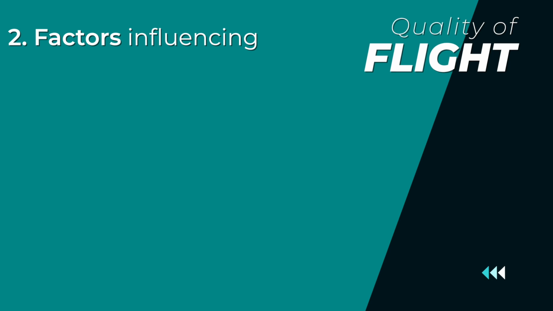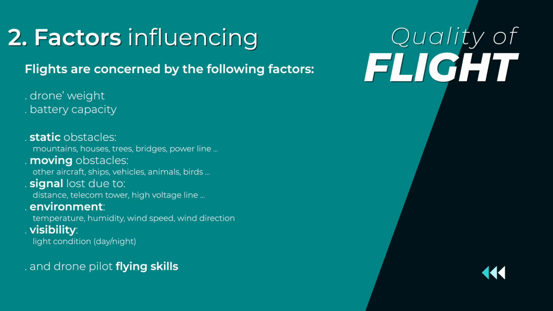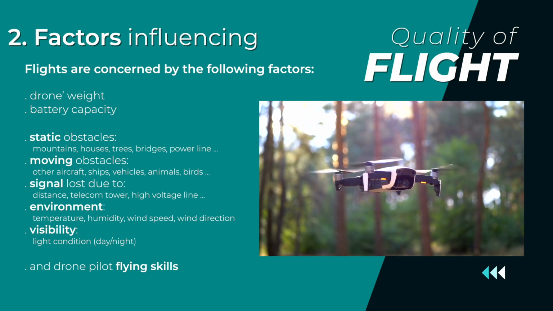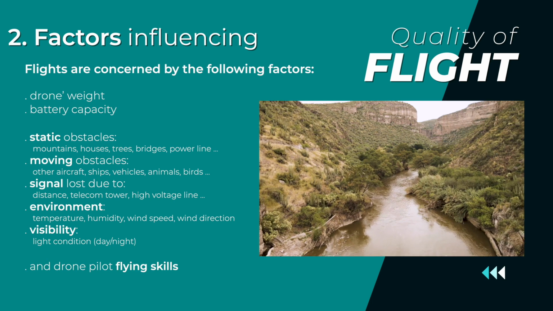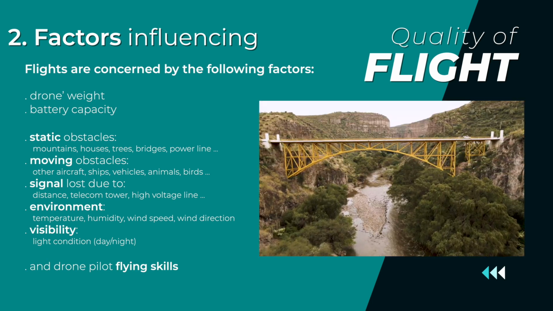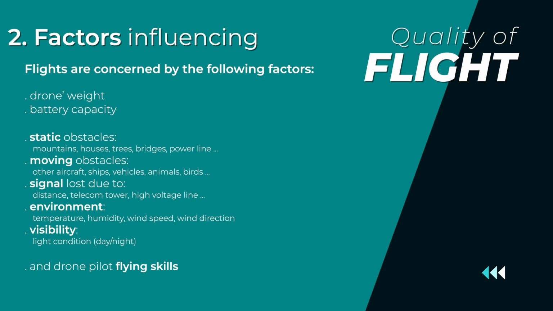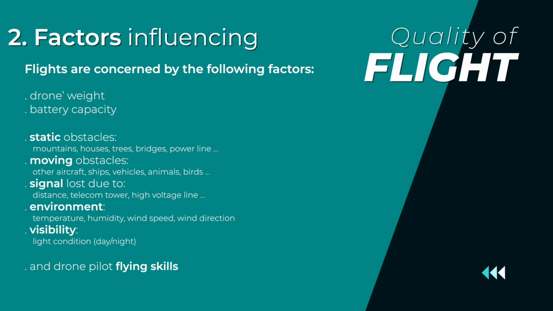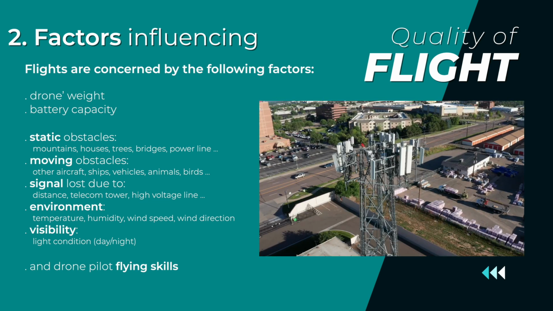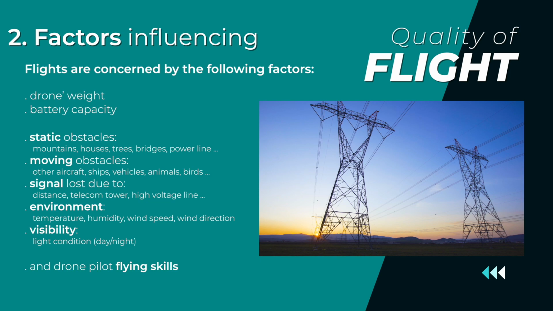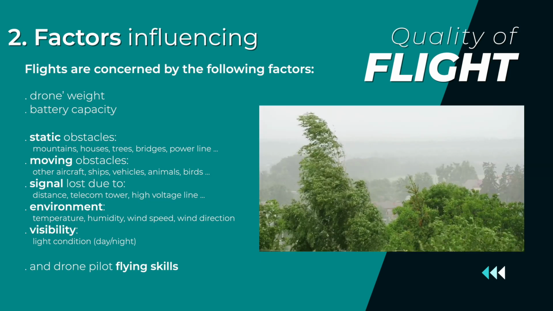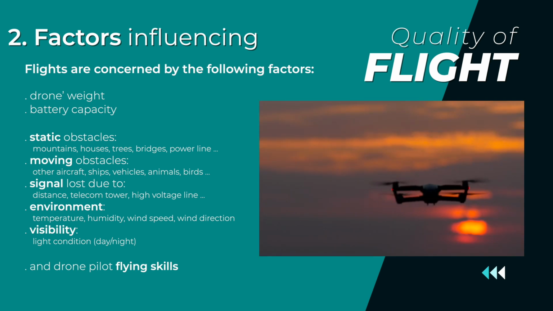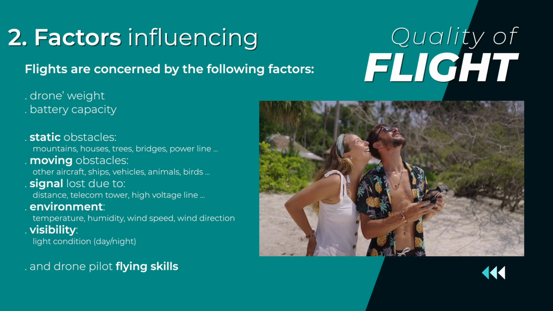2. Factors influencing quality of flight. Flights are concerned by the following factors: drone weight, battery capacity, static obstacles, mountains, houses, trees, bridges, power lines, moving obstacles, other aircraft, ships, vehicles, animals, birds, signal lost due to distance, telecom tower, high voltage lines, environment, temperature, humidity, wind speed, wind direction, visibility, light condition, day, night, and drone pilot flying skills.